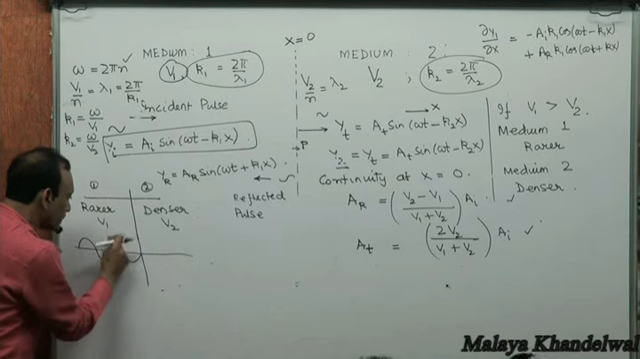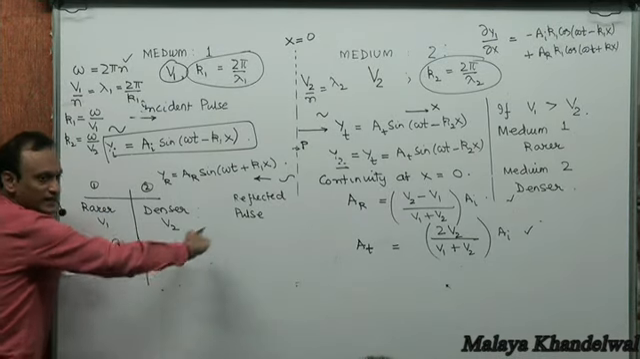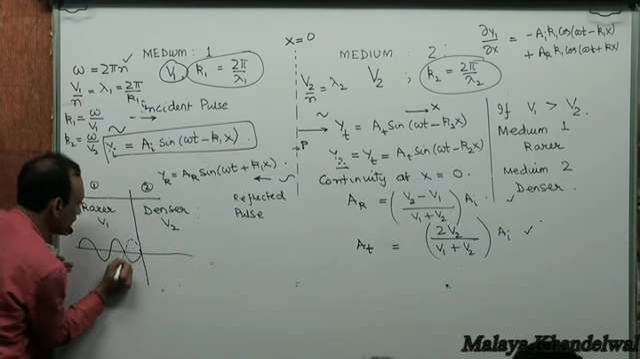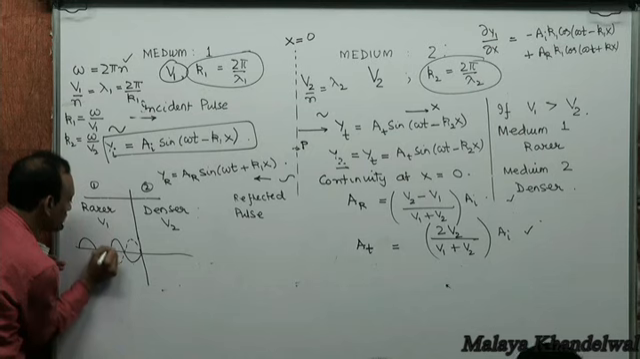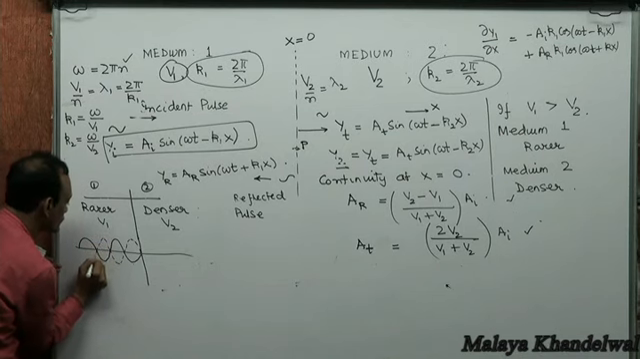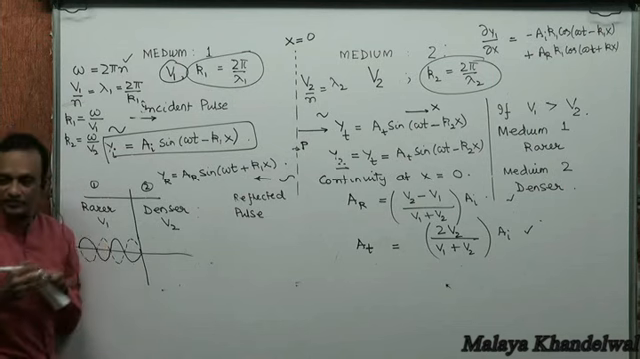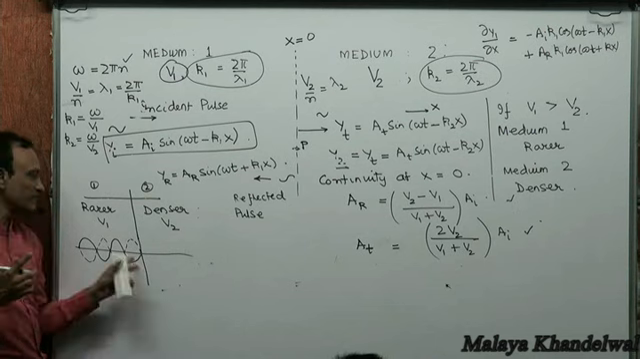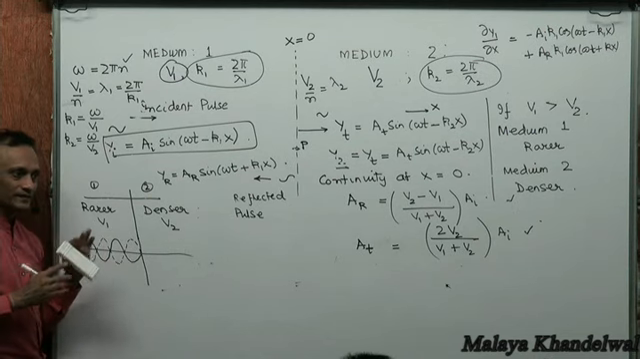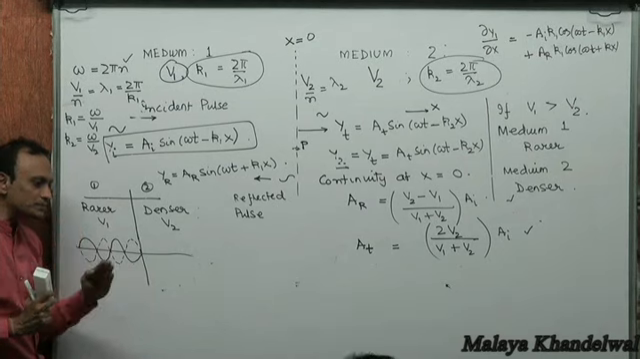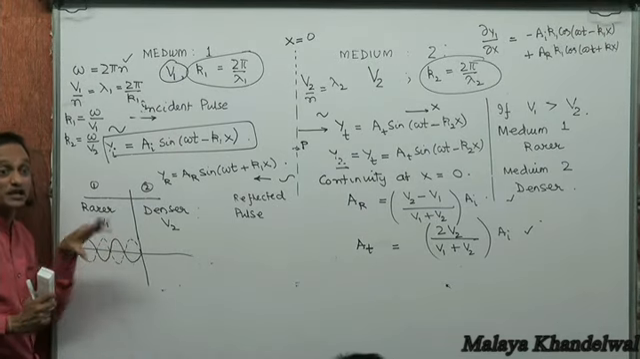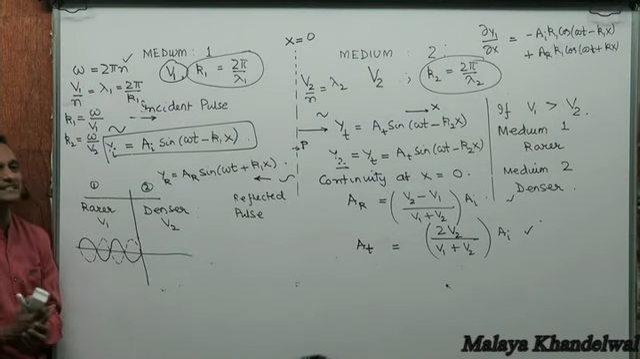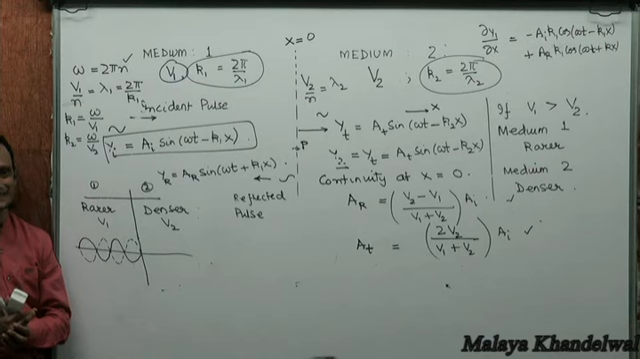That means flip this pulse about the x-axis. When you flip this pulse about the x-axis, this is what it would look like. The dotted line would be the inversion. That's 180 degrees change of phase. That's the reflected pulse. 180 degrees change of phase of a pulse means an inversion of the pulse. Reflect that pulse about its line of propagation.